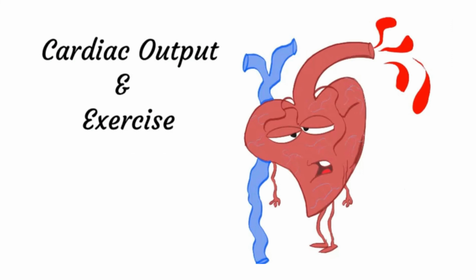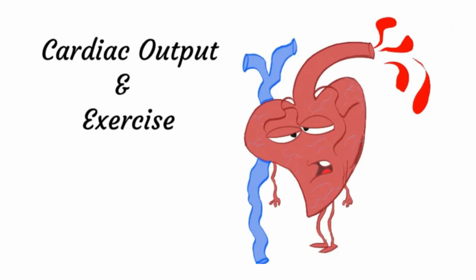But then how is stroke volume modified? One is force of ventricular contraction. Sympathetic activity, in addition to impacting the sinoatrial node to increase the rate, is also going to increase the force of ventricular contraction and hence increase stroke volume.